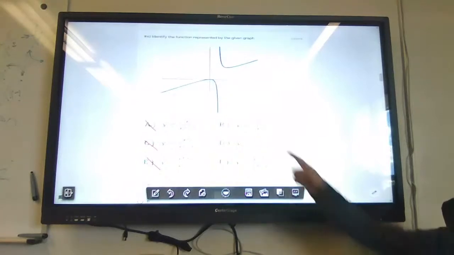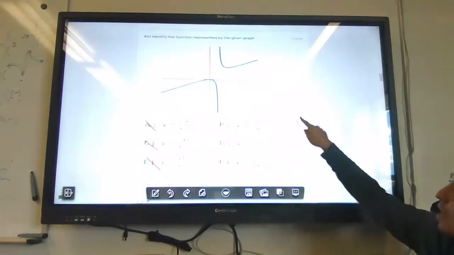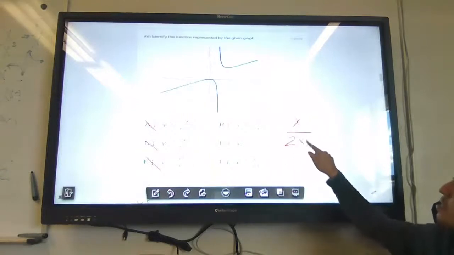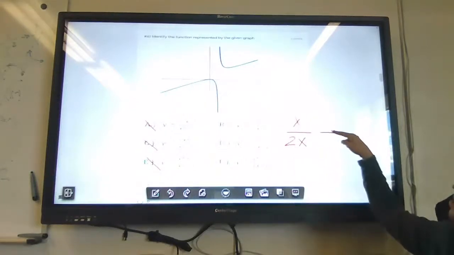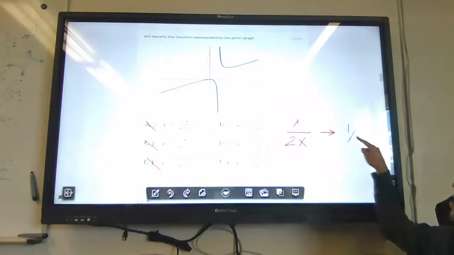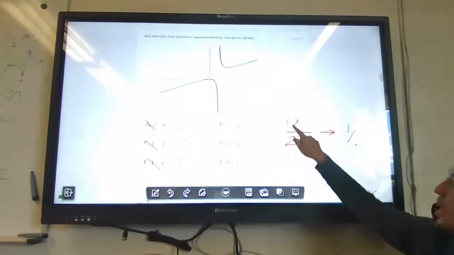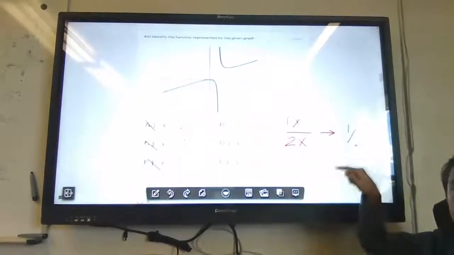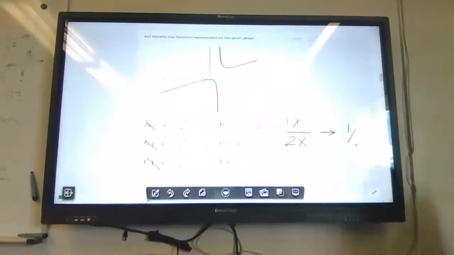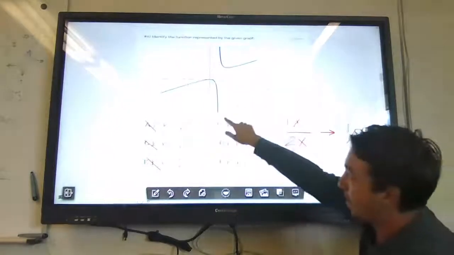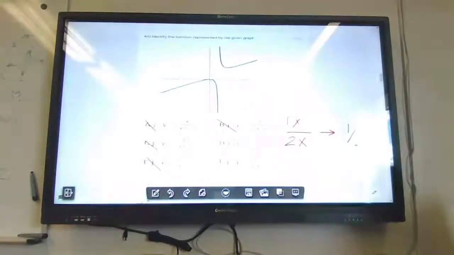So there's a problem with B. B has x over 2x. What would that approach? That should approach 1/2, right? 1x over 2x would be 1/2. So that's not what's happening in this graph, right? So it's either D or F. They have the right end behavior.